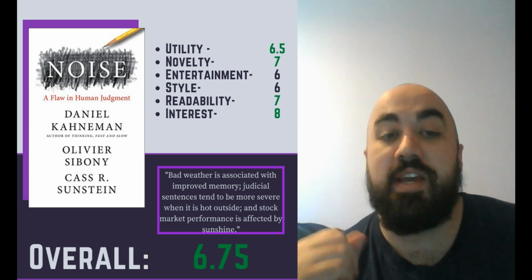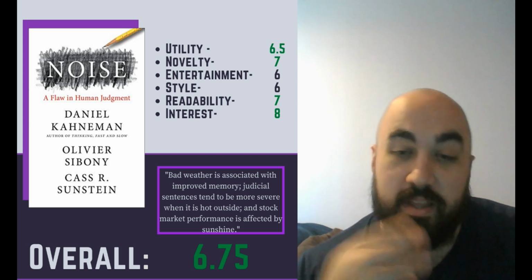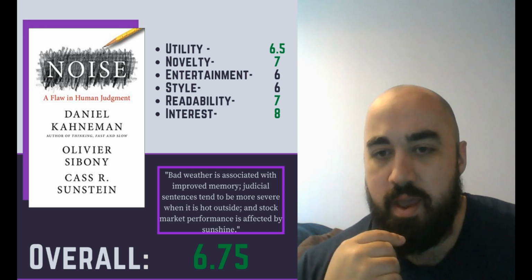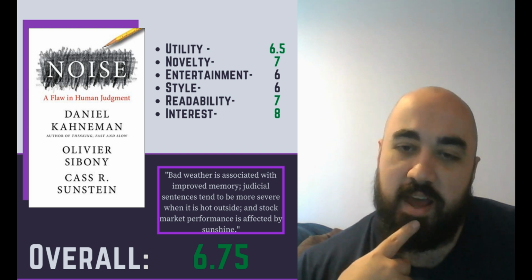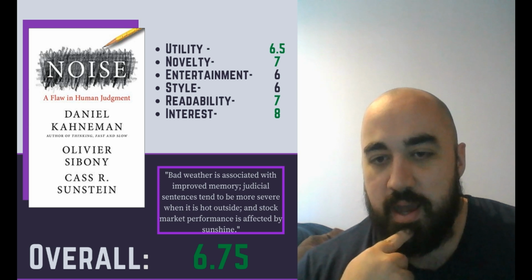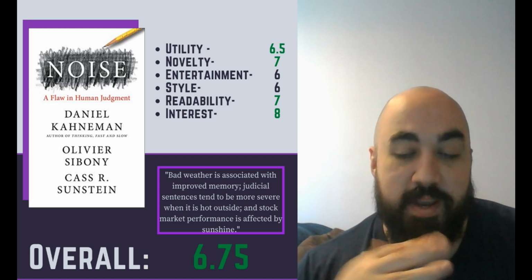Okay, so for interesting, I gave it an 8. I feel that this is like the big strength of the book. They're kind of pointing out something that's novel and interesting and affects a lot of us in a way that we perhaps don't appreciate, especially because data is often presented in averages, and the averages just erase noise.